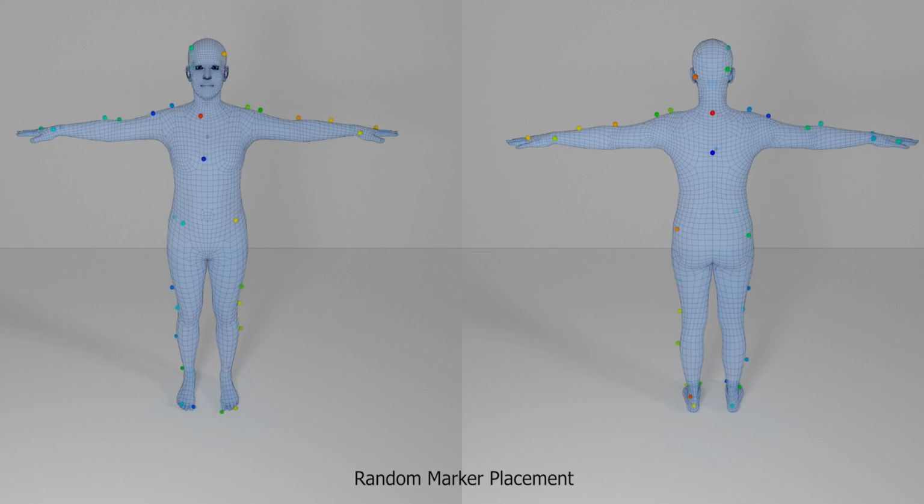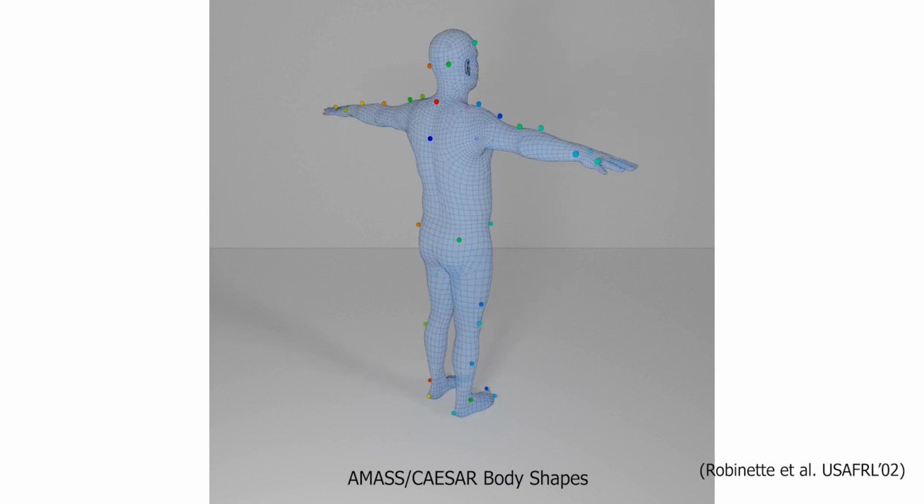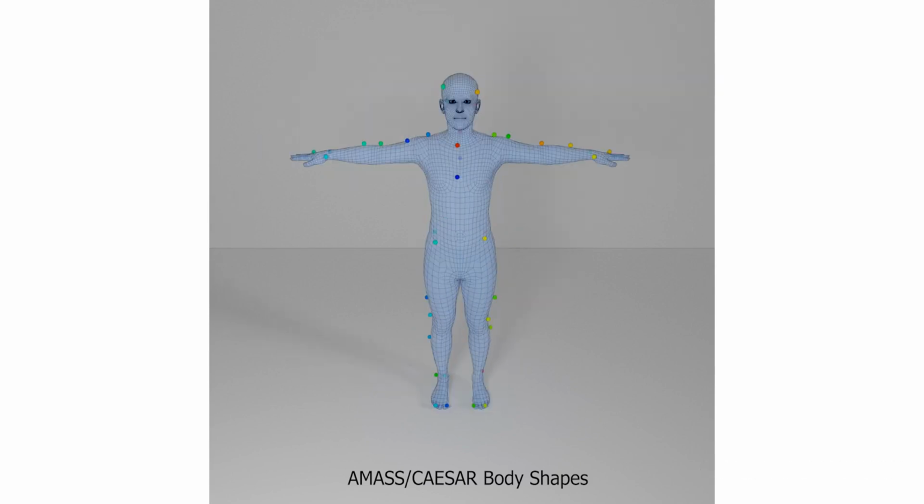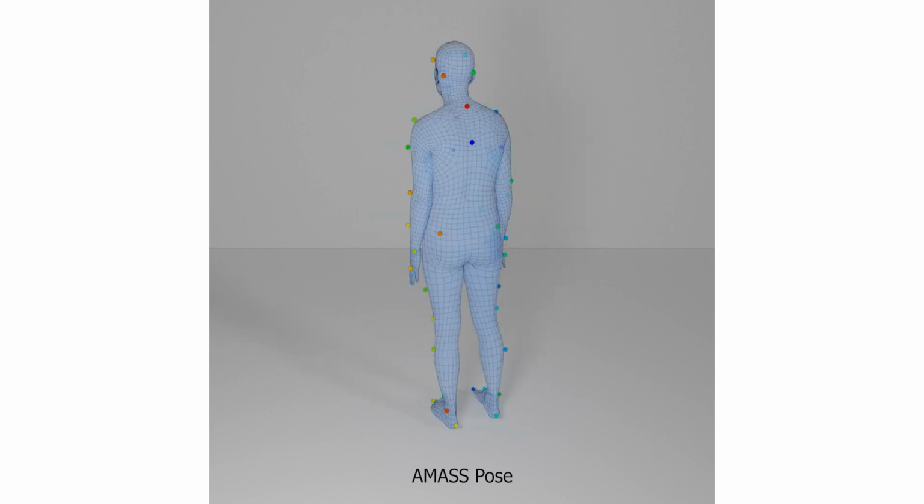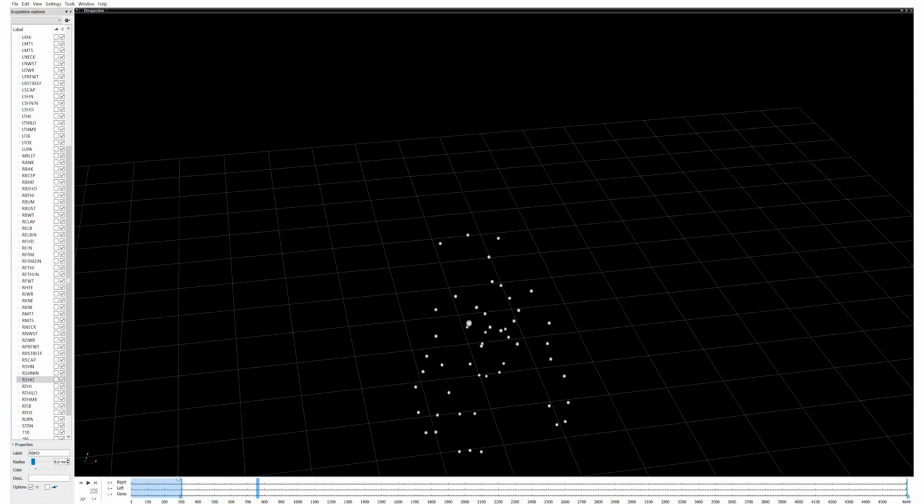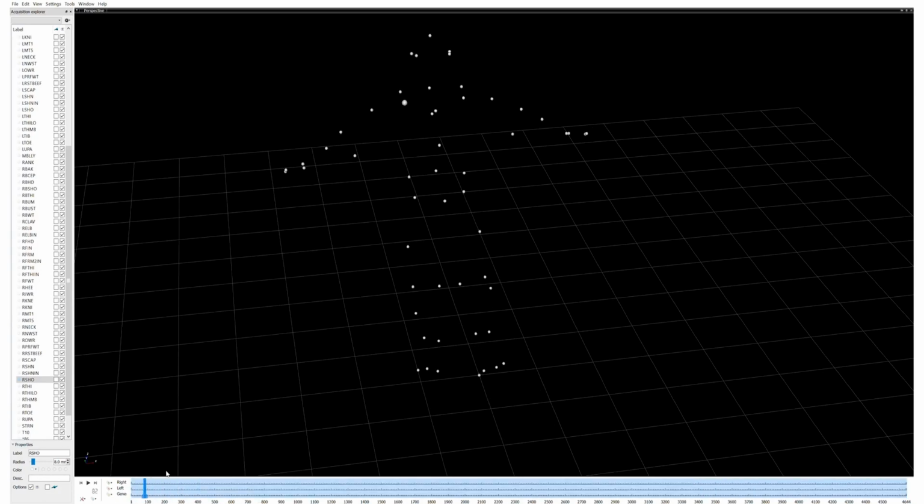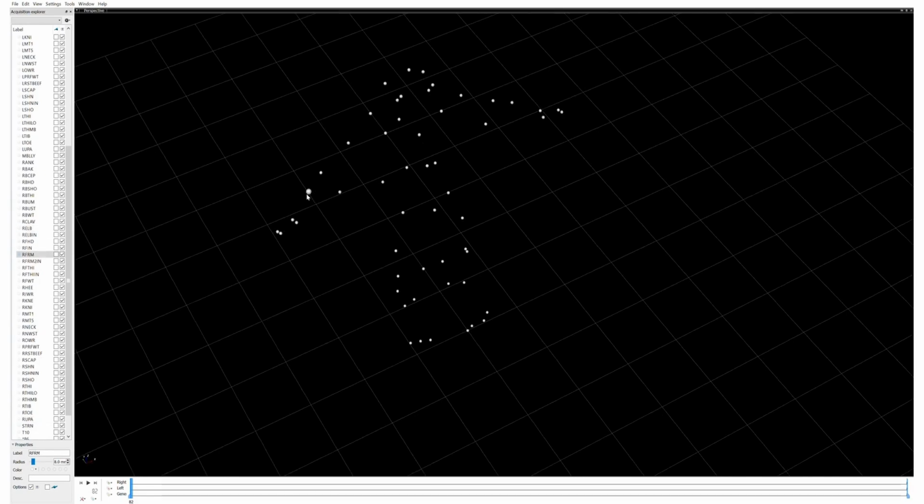We randomly perturb the placement of markers on a one-ring neighborhood of the original marker layout vertex. We add real marker noise from the AMASS dataset. We vary body shapes by sampling bodies from CAESAR and AMASS. Finally, we sample a wide range of poses from AMASS. SOMA requires one labeled frame per significant change in the marker layout. This involves minimal initial user effort and is done once for the whole dataset.